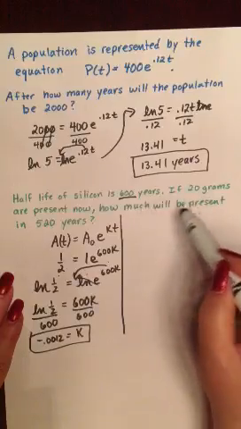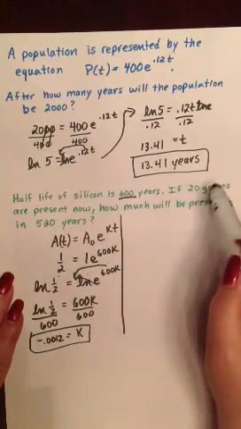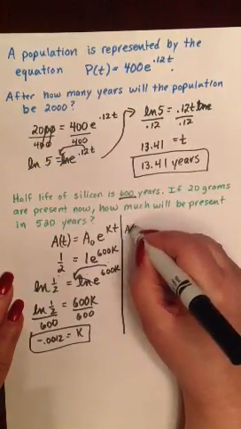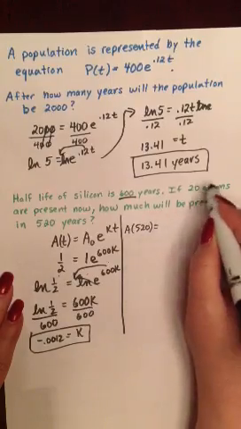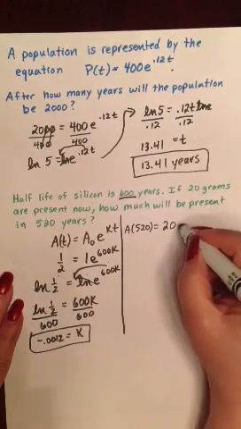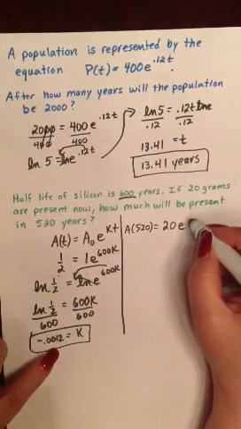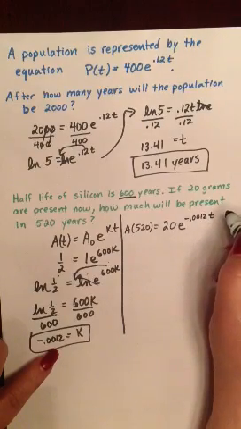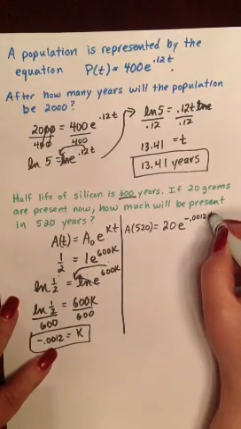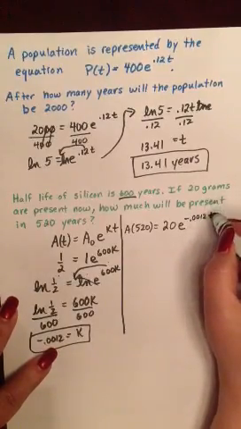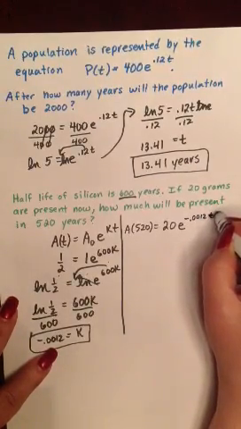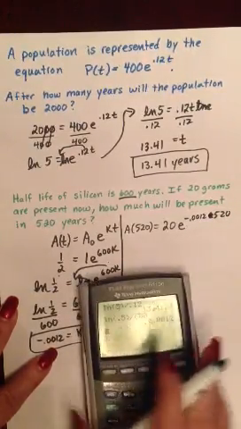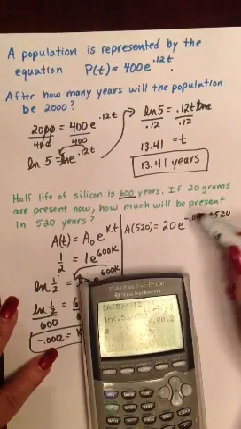They asked me how much will be present in 520 years if I have 20 grams now. So the amount that I'm going to have in 520 years is equal to the amount that I started with, which is 20, times e to the k we just figured, negative 0.0012, times t. I don't need two variables, so this is going to be times time, which is 520. Sorry, we'll just say that's a times symbol. All I do here is multiply this out. I'm not really solving for anything, I just plug all that in.